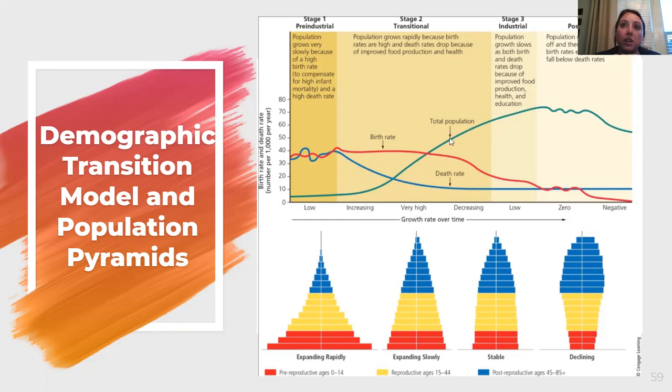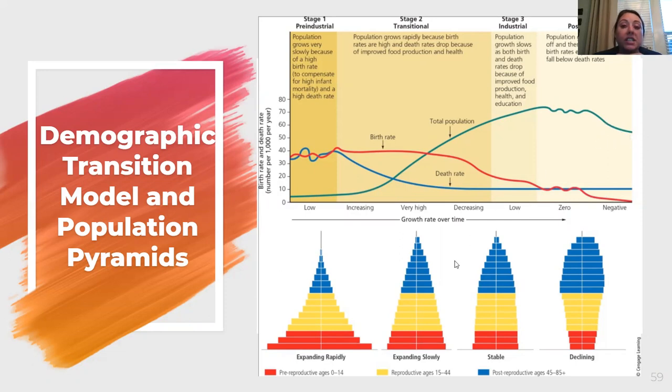Note that the slope of the line in stage two is a lot higher than the slope of the line in stage three. And then in stage four, it should even out. Birth rates and death rates are really the same. They're both low. And then we talked about how in some countries like Japan, the birth rate even falls so low that the birth rate is below the death rate, and so our population will begin to decline.